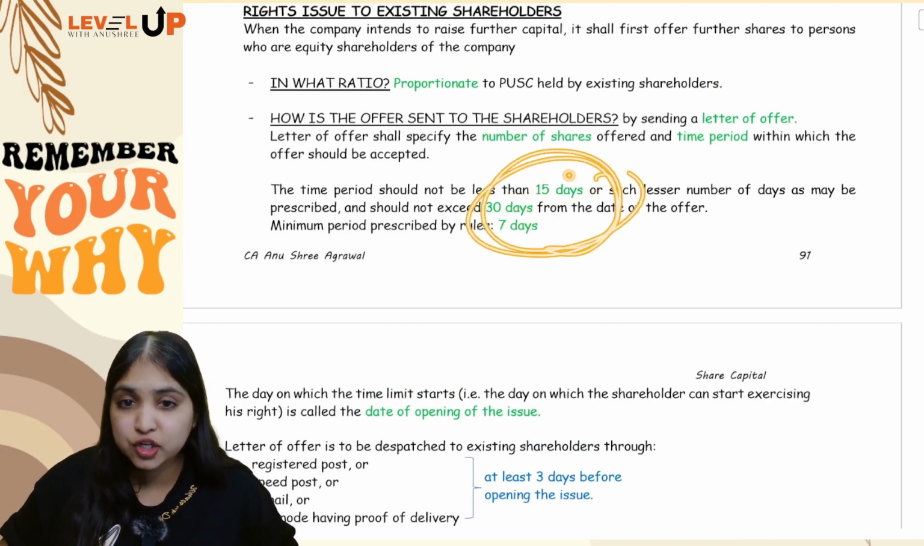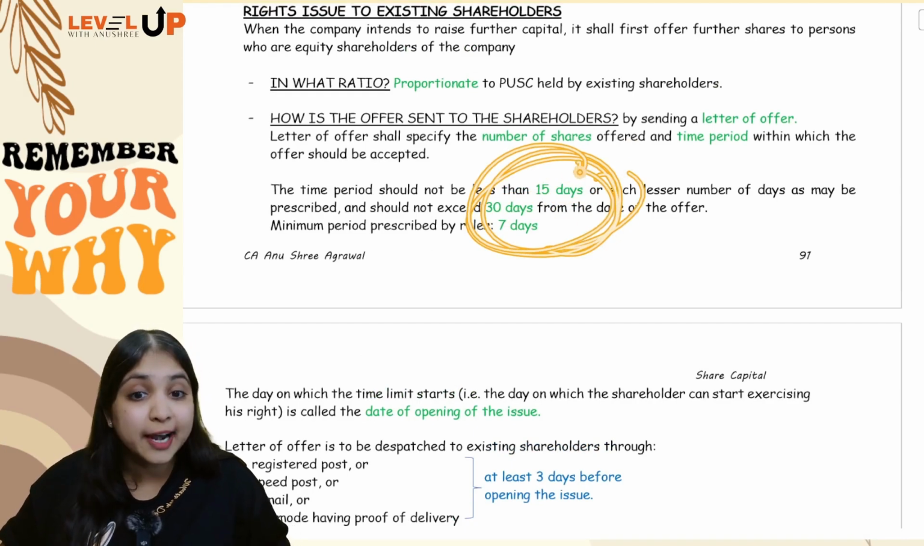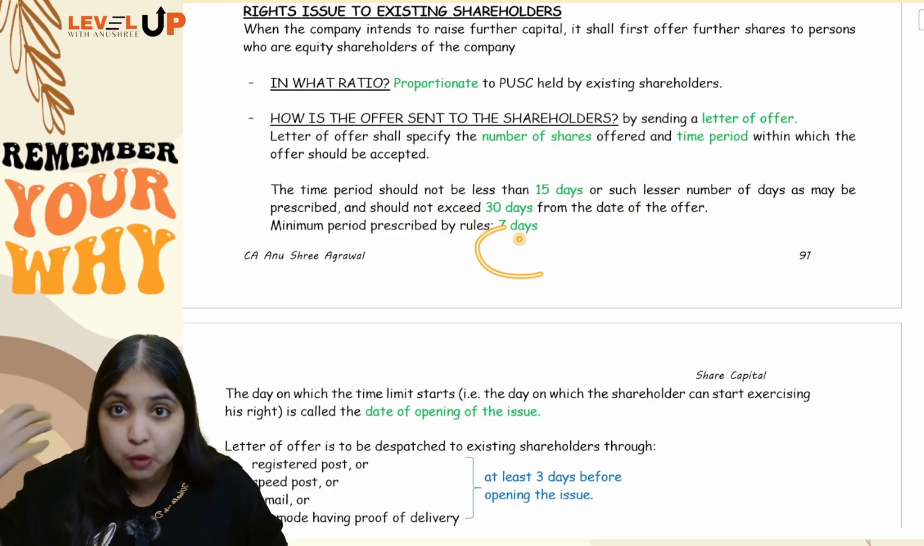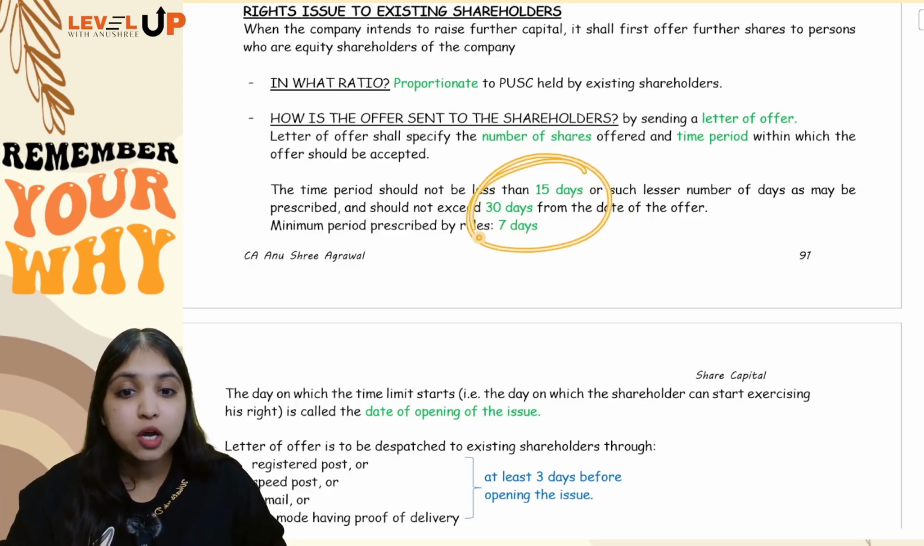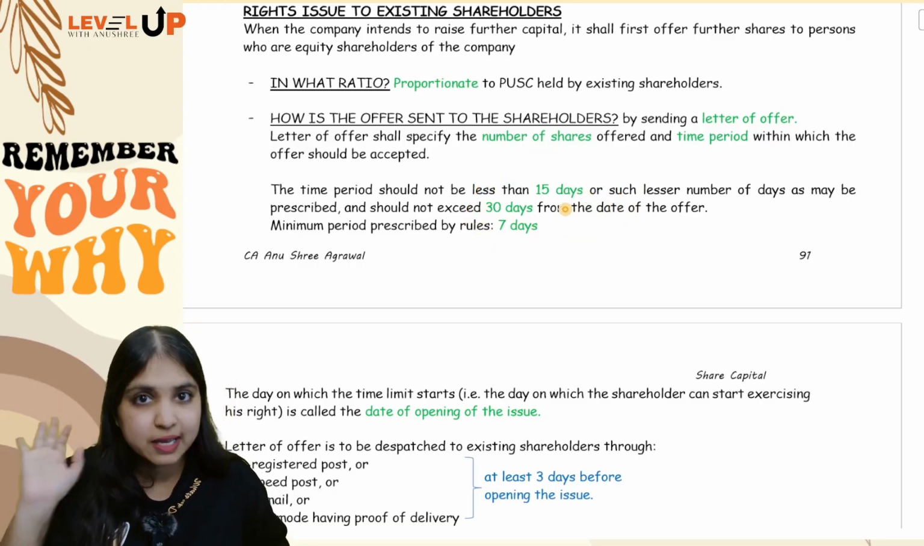Now in this calculation, what about Sunday? What about holidays? I showed you, even if Sunday is included, you will count Sunday also. We are not saying 7 working days, we are saying 7 days.